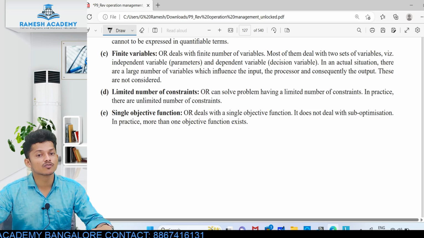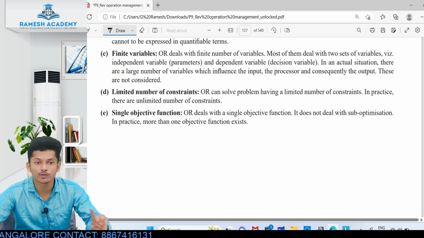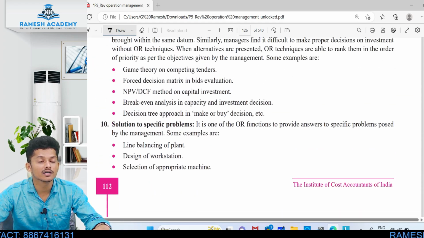And single objective function. See, in any type of OR problem we have only one objective function. We do not have multiple objectives. So that is also a problem of OR. Got it?